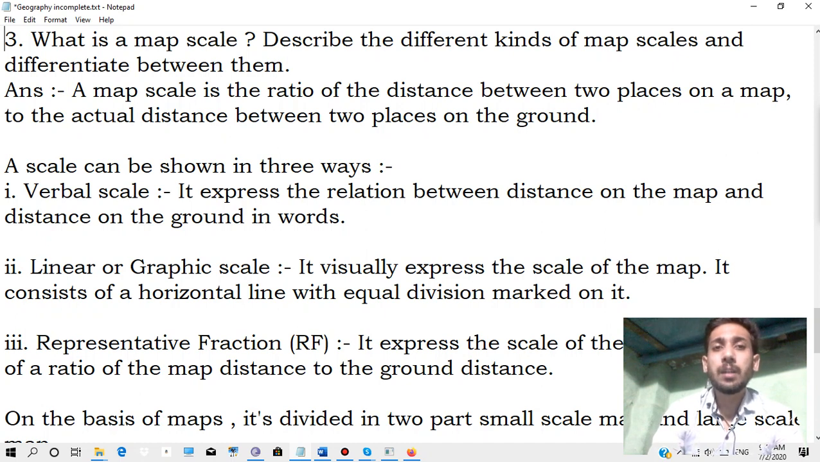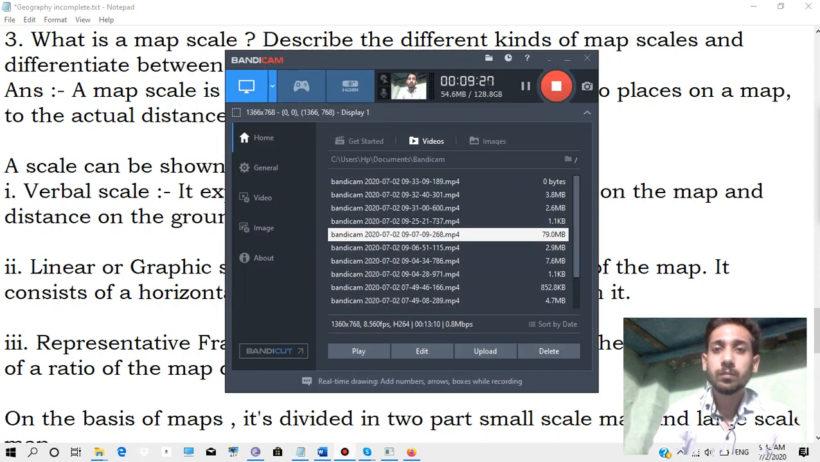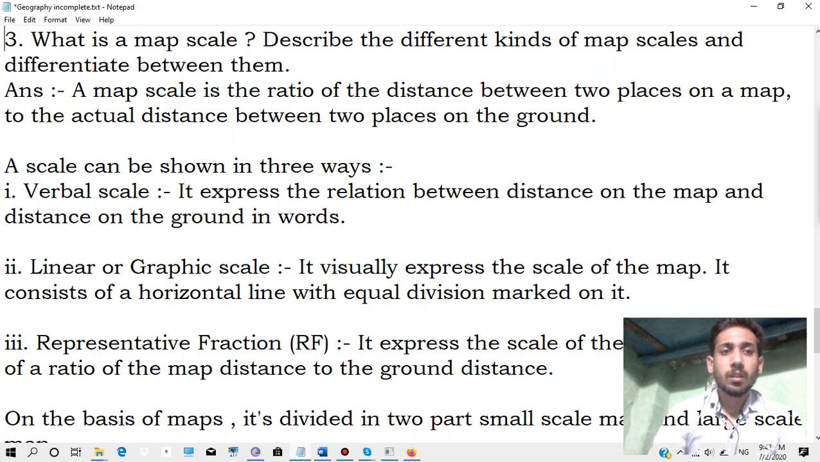But if we see it on the actual ground, is it so? No, it's not. It will cover a large area, approximately 1000 to 1200 kilometer. So how can we conclude the actual distance between two places on the ground from the distance on a map? The scale will tell you the actual distance. How will it tell you the actual distance? We are going to learn three ways.